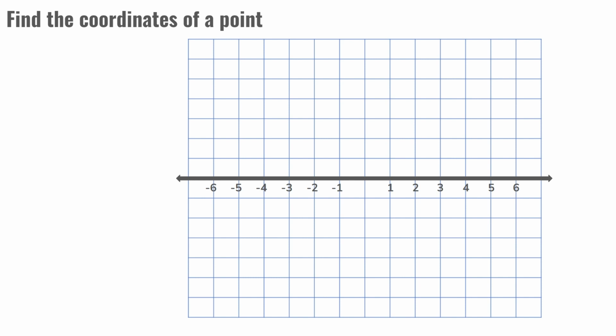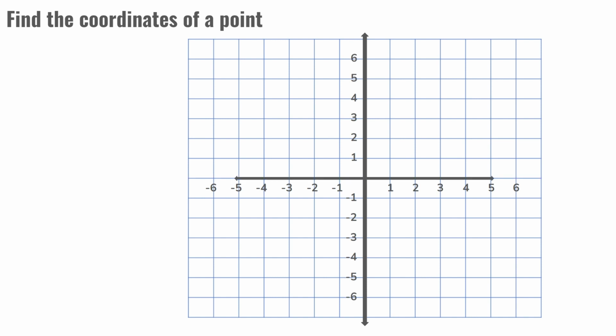And imagine another number line, this time a vertical number line, crossing through the center of the original number line with all positive numbers above 0 and negative numbers below 0. Now, the horizontal line is known as the x-axis and the vertical line is known as the y-axis.